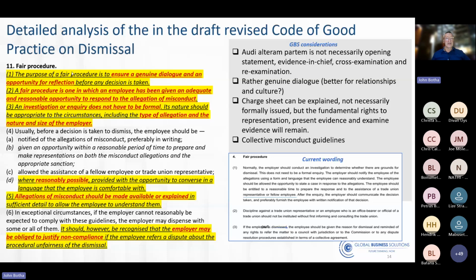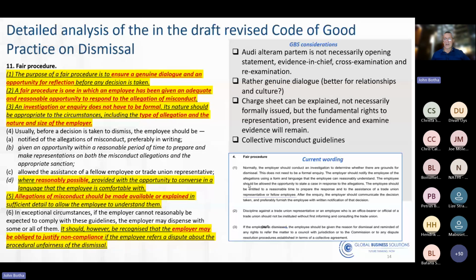Now I want you to see how the tone changes. Let's first take a look at the current Schedule 8 on the bottom right-hand side. The current Code of Good Practice on misconduct in terms of procedure says normally the employer should conduct an investigation to determine whether there are grounds for dismissal. This does not need to be a formal inquiry. The employer should notify the employee of the allegations using a form and language the employee can understand. The employee should be allowed an opportunity to state a case in response.